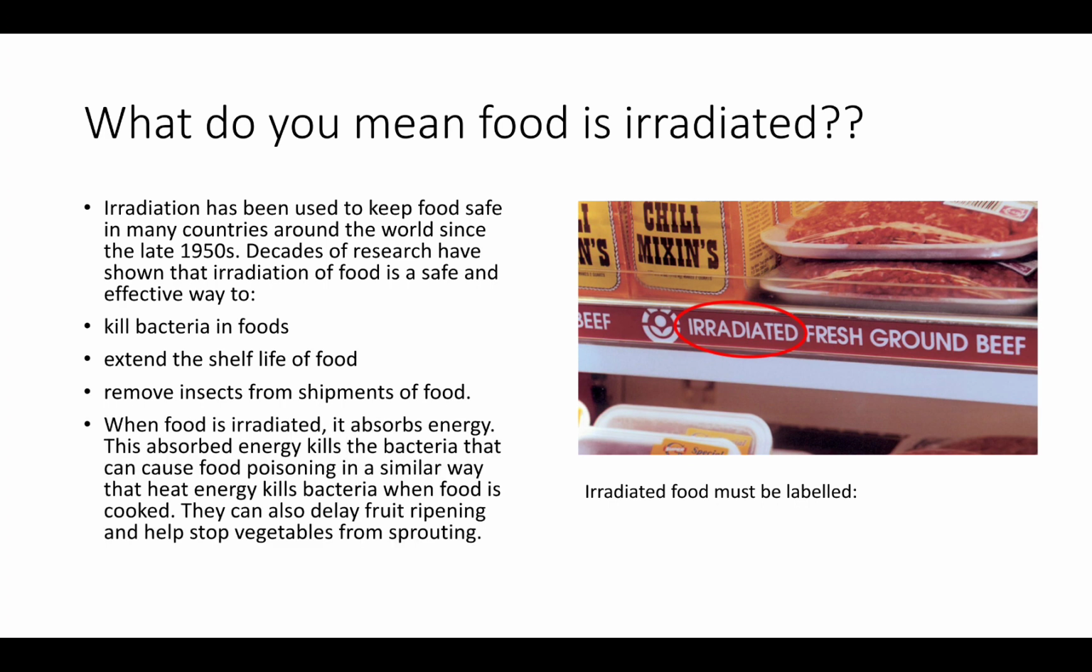When food is irradiated, it absorbs energy. This absorbed energy kills the bacteria that can cause food poisoning in a similar way that heat energy kills bacteria when food is cooked. They can also delay fruit ripening and help stop vegetables from sprouting.